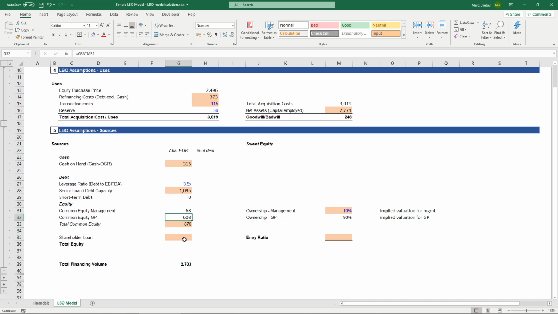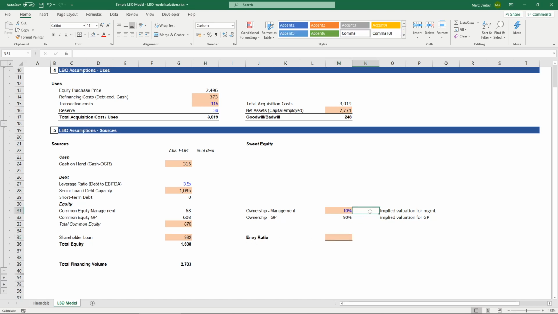Okay, now we have a final gap to close. We have a total financing volume of 2.7. We have 1 billion in debt, 676 in common equity, and the rest will come in the form of the total of the shareholder loan, which is 932 million. So the total equity is the 600 and the 900, the amount of 1.6 billion euros. Okay, and now we can calculate the NB ratio.